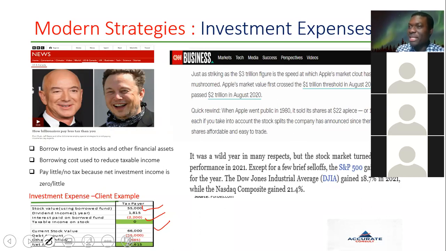So the recommendation here is that we need to play in these markets. We need to invest in financial assets. The wealthy don't use their own money. They borrow money to invest because they know they will use the interest expense on that borrowed fund to reduce the income they make on the investment, with the intention of not paying anything at all. So it's a good investment strategy. You can start with 10K, 20K, 30K, and that's how they grow their investment portfolio.